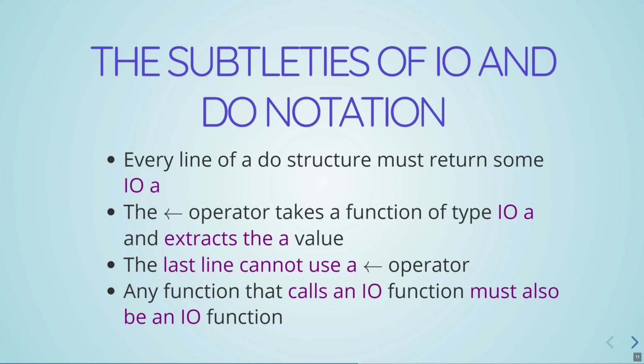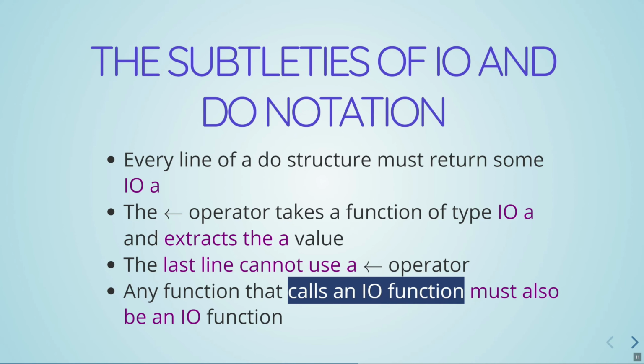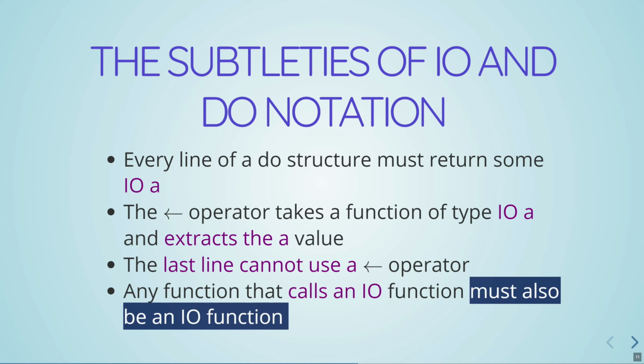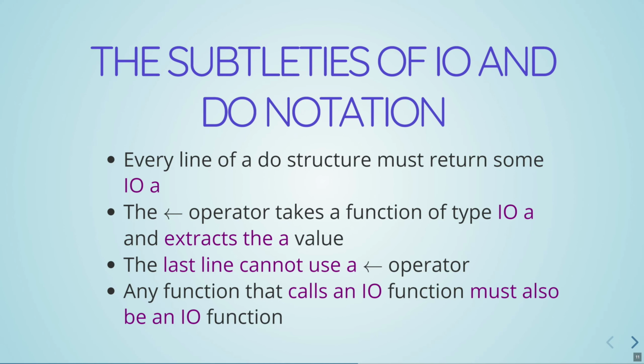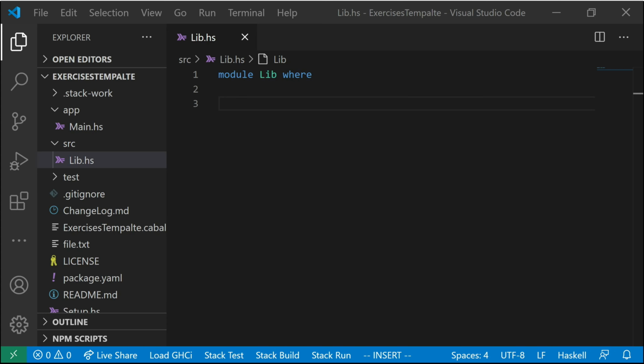And any function that calls an IO function must also be an IO function. So there's never a scenario where you have a function that uses one of those functions like print or getLine or something, and it's not also of type IO, returning an IO type. To truly understand these subtleties, we need to consider what IO is as a data structure. But before we get into that, let's do a quick refresher on how data structures work.